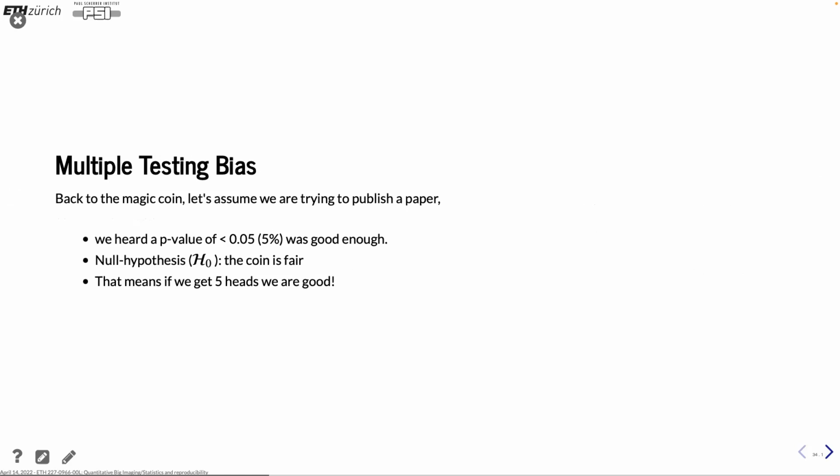So back to the magic coin. We say that if the p-value is less than 0.05, so 5%, then we can assume that this is a good basis for rejection of the null hypothesis, where the null hypothesis is that the coin is fair. So if we get 5 heads in a row, then we should be able to say that this is not true.